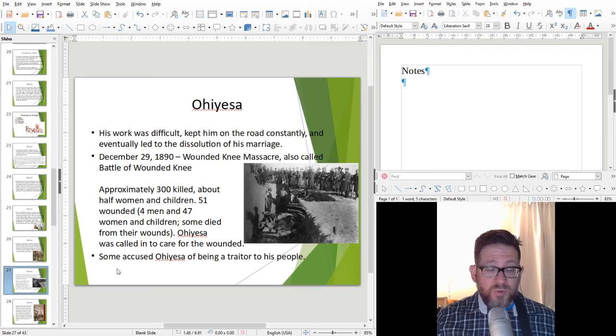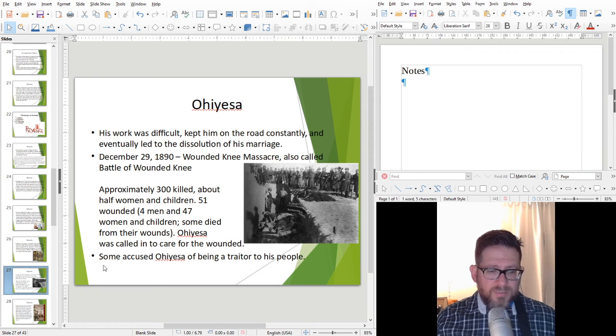And there were still some who were alive, wounded. About 51, 4 of them men, 47 of them women and children. Some of those died from their wounds eventually. And Ohiyesa, as this doctor who can speak the language, gets called in and has to care for these Native Americans who have been massacred. And it's very difficult. Throughout his life, he was in a difficult position where he was working for the federal government, and yet he was trying to help Native Americans.